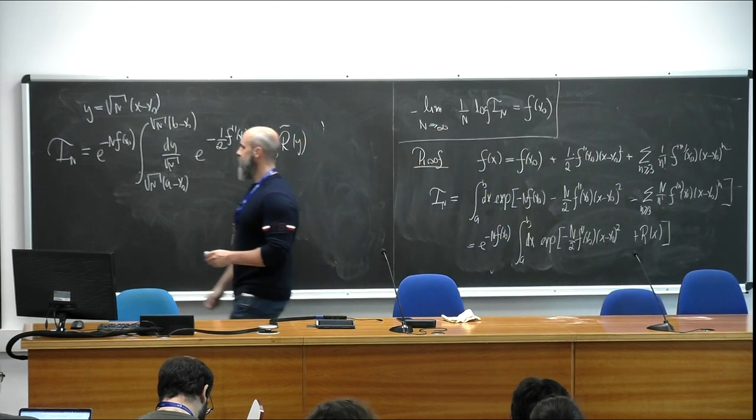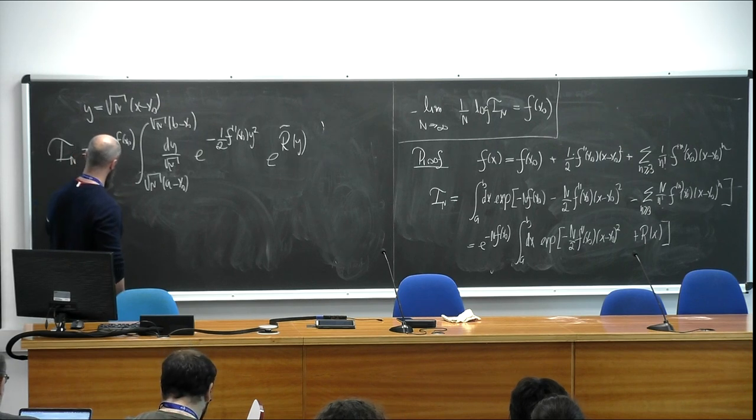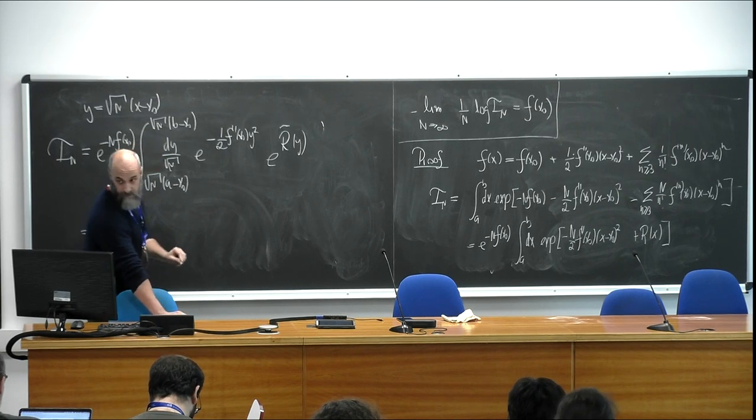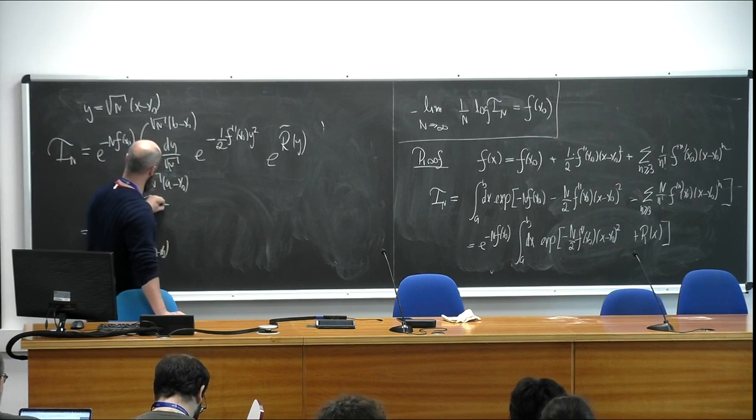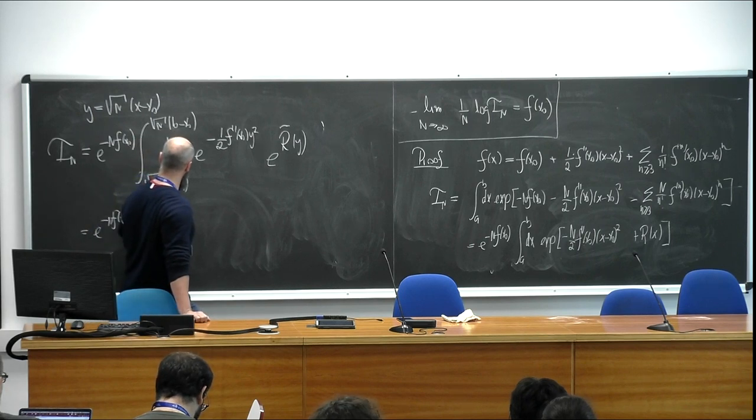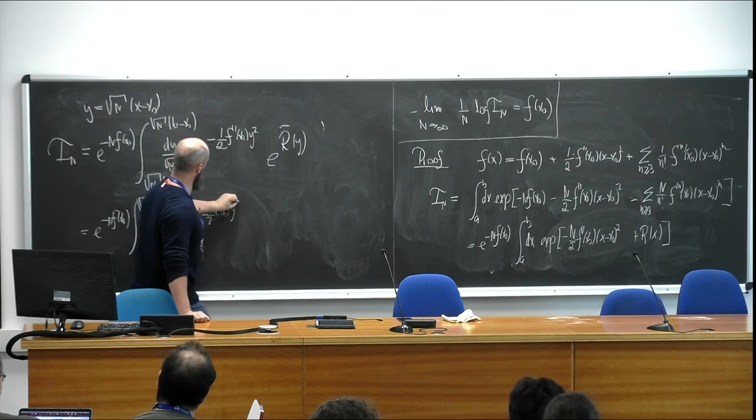And the next step you can do is the following. So this is equal to the exponential of minus n f of x0. And then, so let me see. This would be the same integral, from square root of n times a minus x0 to square root of n times b minus x0, dy over square root of n, exponential of minus 1/2 second derivative of f evaluated at x0, y squared.